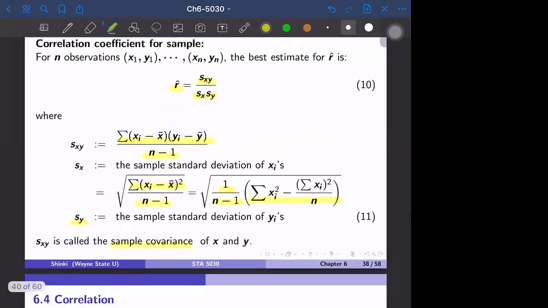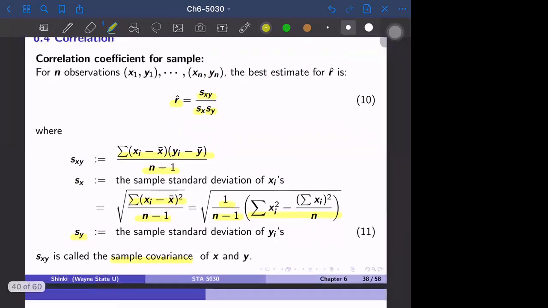So the one reason that we define variance by sum of squares is that we can easily generalize the concept to covariance. For example, if S sub x is defined as summation of absolute value of xi minus x bar over n minus 1, then it's harder to generalize it into S sub xy. So that is one reason that we defined the sum of squares in variance.